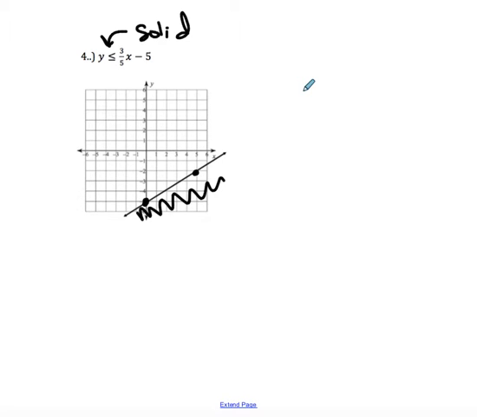Just a reminder, go ahead and hit pause, try example 5 and example 6. When you're done, hit play and see how you did.